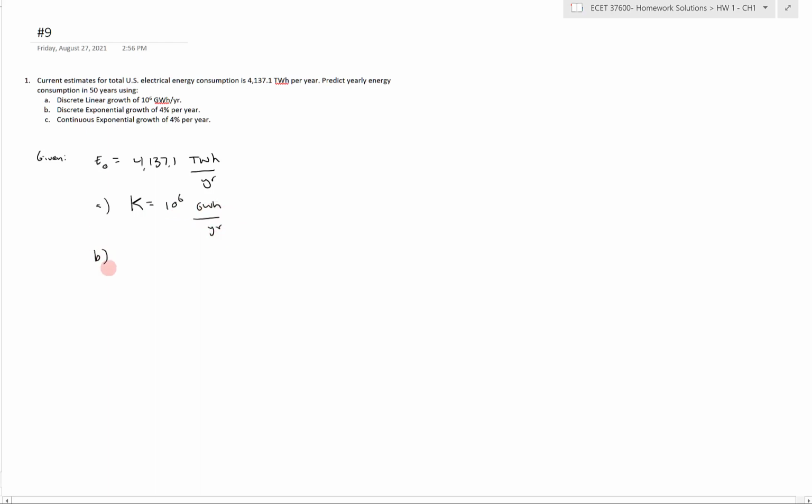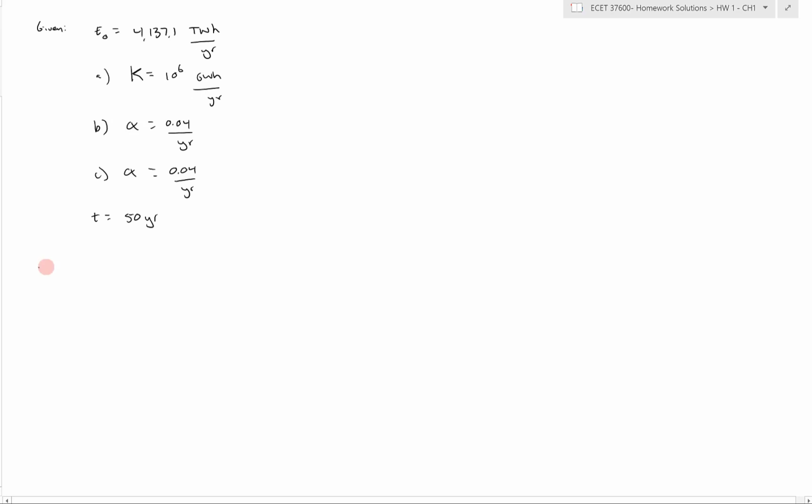In B, we were given discrete exponential growth of 4% per year. In the exponential models, that's alpha. 4% is written as 0.04 per year. And it was the same in part C, but that was a continuous one, and the alpha symbol is still used for the continuous exponential model. Then we were told that the time frame of analysis was a 50-year period. And what we were asked to find in this problem was what the total energy will be in 50 years.